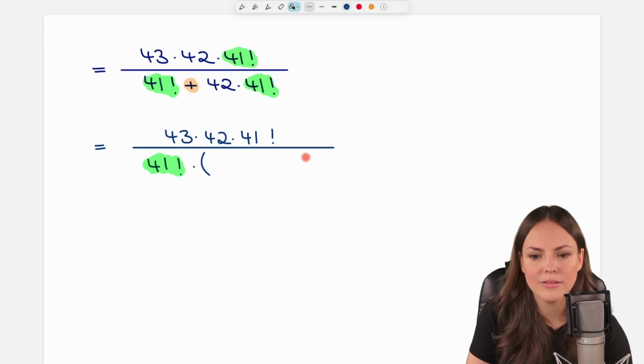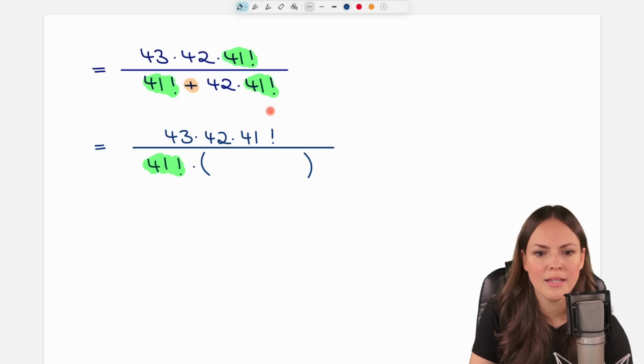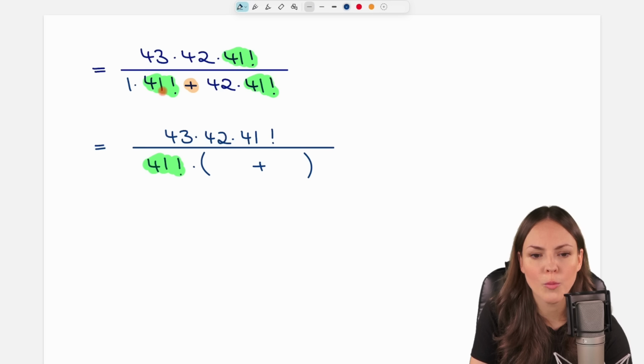And what is left in my parentheses then? We have the plus here in the middle, so let's write down the plus already. Here we had one of these 41 factorials in here. So if we factor this out, only the 1 is left. And back here, if we factor this out, only the 42 is left. And now we can calculate this.